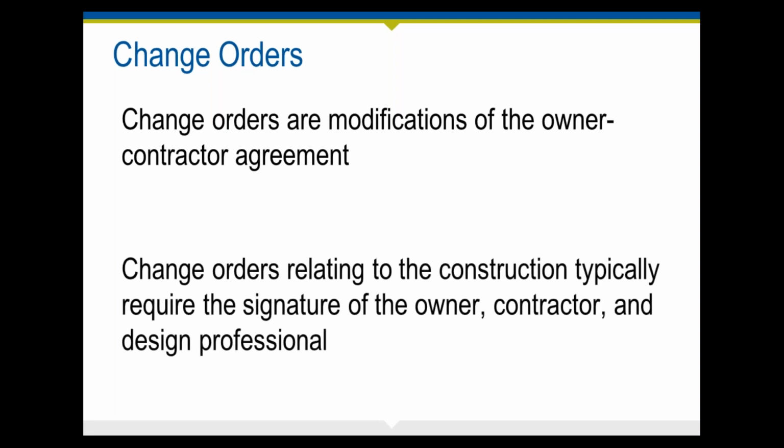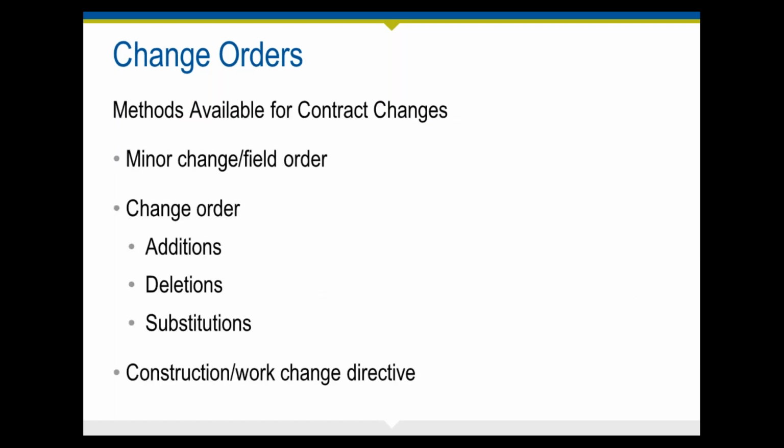If the change relates to the construction, typically it requires the signature of the owner, contractor, and design professional, because as the licensed design professional, you often have a responsibility to make sure that the changes make sense and are in compliance with any code requirements and all of that. So, it does require work on your end to make sure that the change order is negotiated accordingly, it's described properly, and that both parties can agree on what the proposed change is. So there are various ways of handling a contract change.